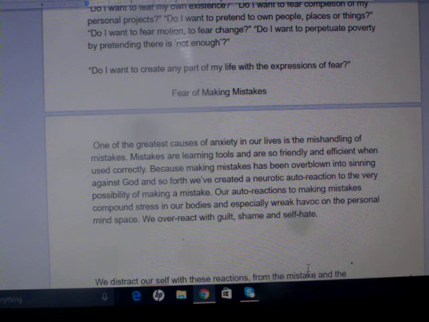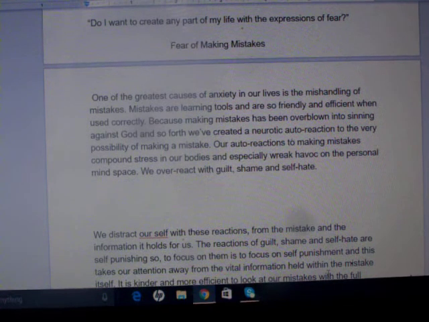Fear of making mistakes. One of the greatest causes of anxiety in our lives is the mishandling of mistakes. Mistakes are learning tools and are so friendly and efficient when used correctly, because making mistakes has been overblown into sinning against God and so forth. We've created a neurotic auto-reaction to the very possibility of making a mistake.